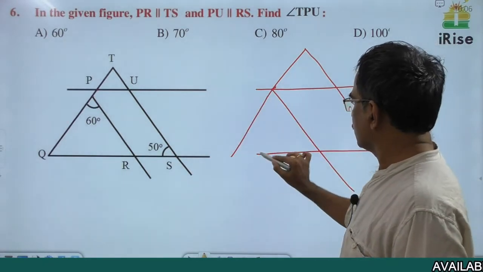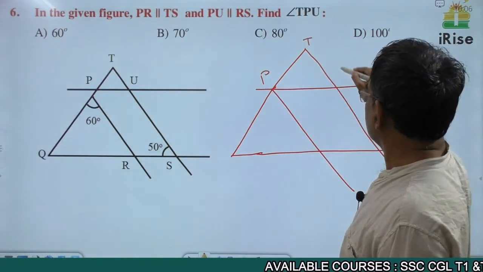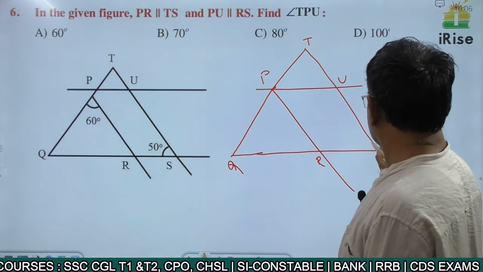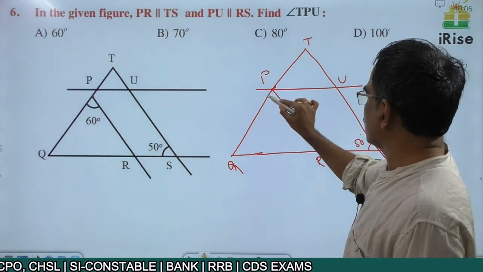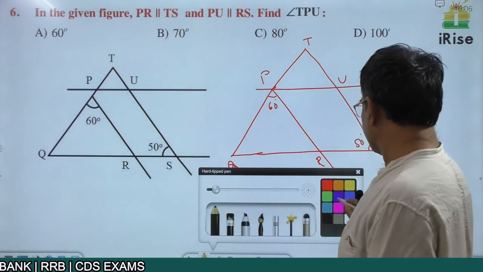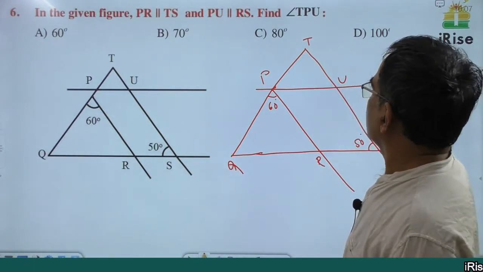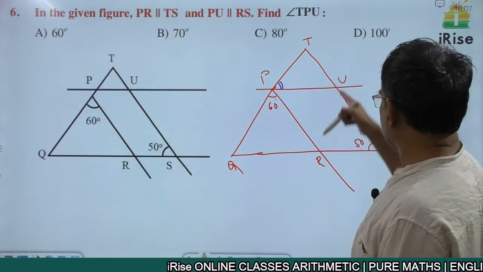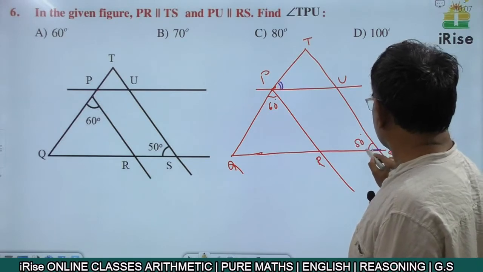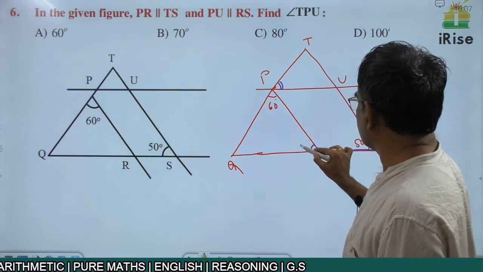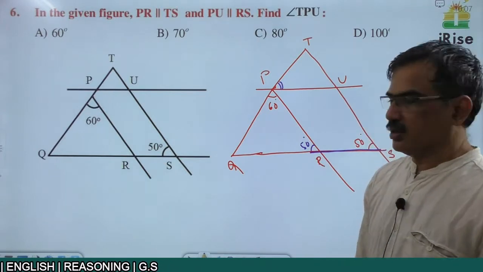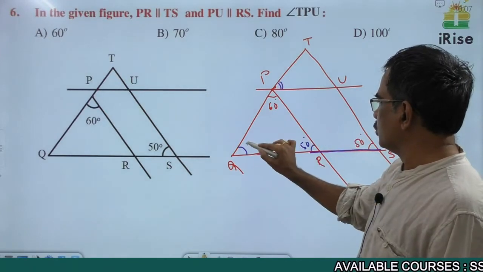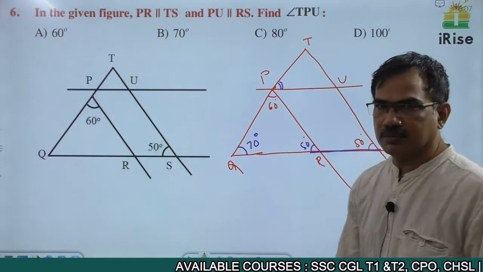This is P, T, U, R, S, Q. This angle is 50 degrees and this angle is given as 60 degrees. What is angle TPU? They want this angle. If these two are parallel lines, consider this as a transversal. If this is 50, this angle is also 50 degrees. 60 plus 50 is 110. In a triangle, the sum of angles is equal to 180. Therefore, this angle is 70.